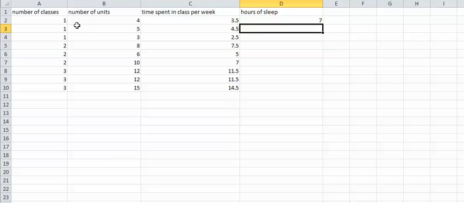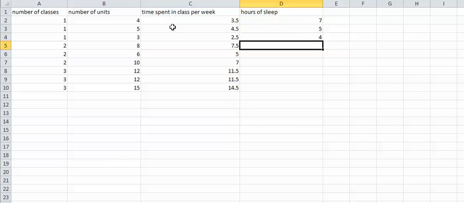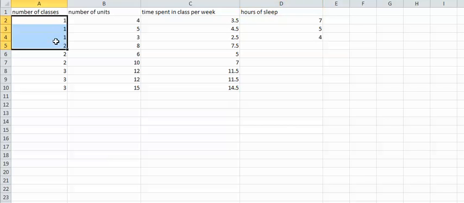But let's say that this person is also taking only one class, but maybe this person has a little bit more responsibilities to take care of than this person does, so they get a little bit less sleep. They're only getting 5 hours. Maybe this person has even more responsibilities, so they're only getting 4 hours. So these people who are all taking one class can get different amounts of sleep because of other reasons.